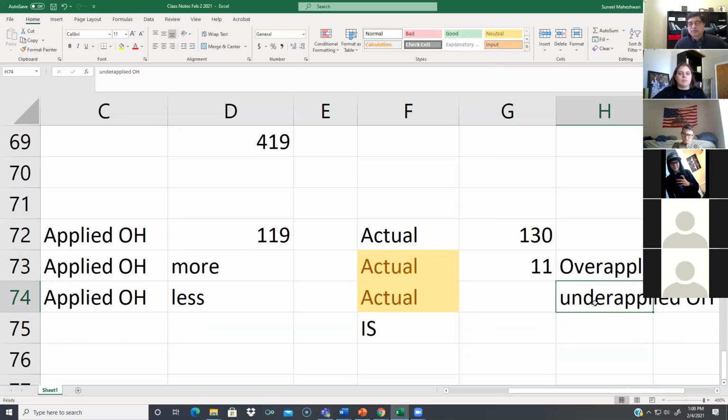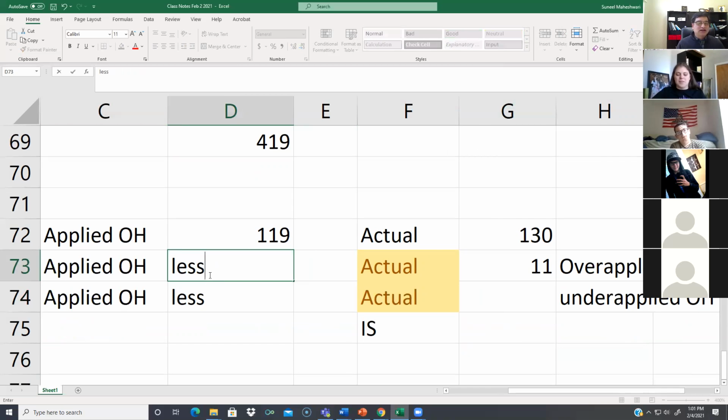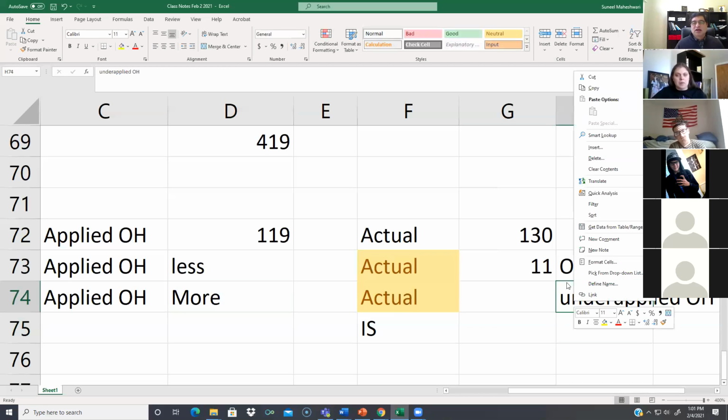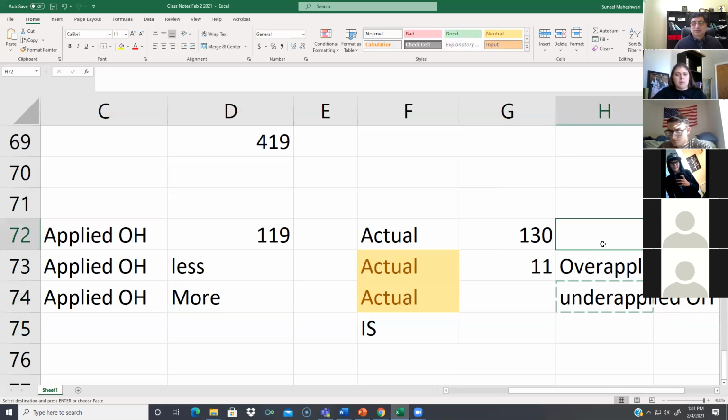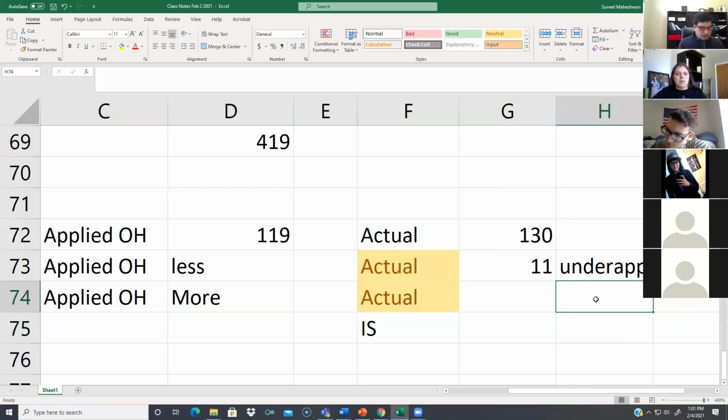Yeah, I had a question. I don't know if I just missed something, but I don't understand why 119 is more than 130. Thank you very much. You are right. My mistake. No one caught this. Oh, okay. Sorry. 119 is less than 130. So this will be called under applied, and if it is more, it will be called over applied.